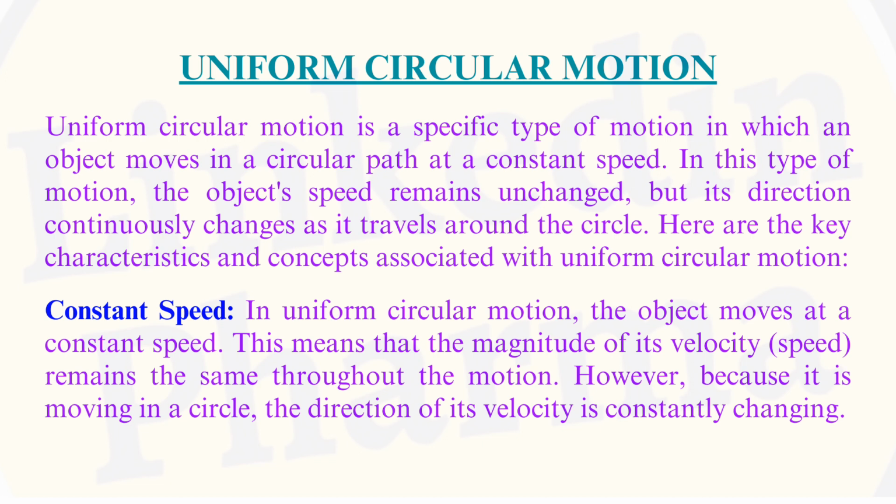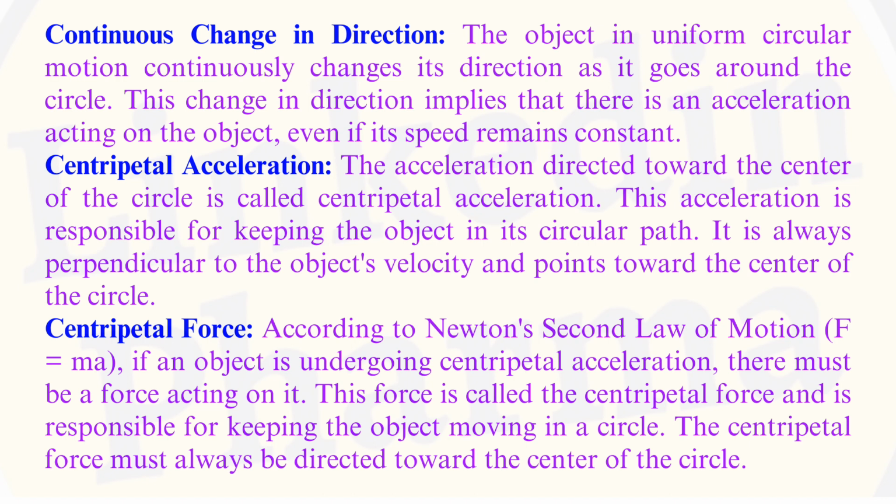Constant speed. In uniform circular motion, the object moves at a constant speed. This means that the magnitude of its velocity, speed, remains the same throughout the motion. However, because it is moving in a circle, the direction of its velocity is constantly changing. Continuous change in direction. The object in uniform circular motion continuously changes its direction as it goes around the circle. This change in direction implies that there is an acceleration acting on the object, even if its speed remains constant.